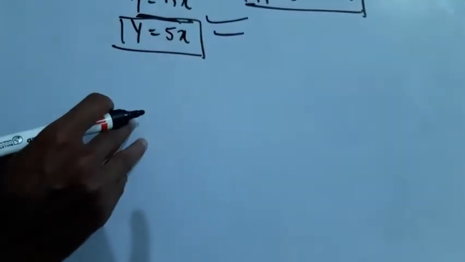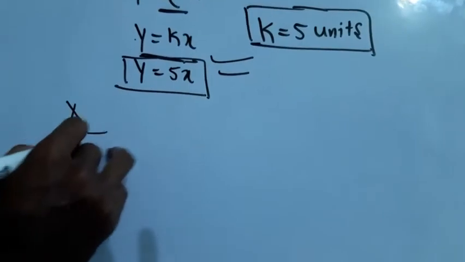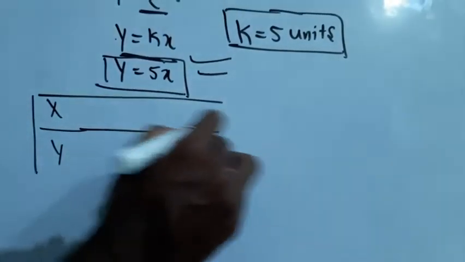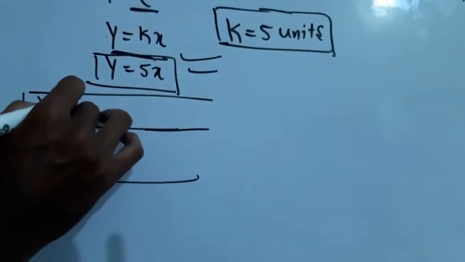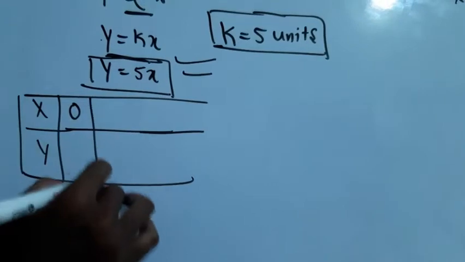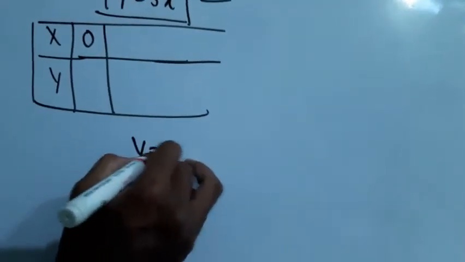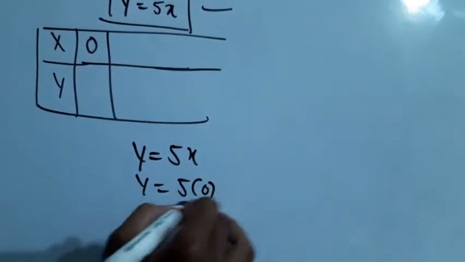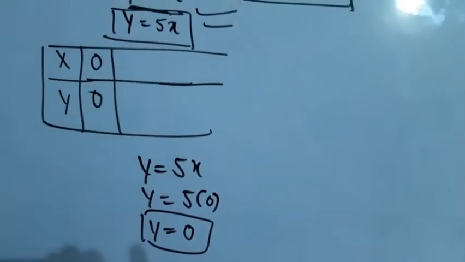Next part. We need to plot a graph for this particular linear equation in two variables. How are we going to plot? First we are going to define the coordinates. When x is equal to 0, y is equal to 5x, y is equal to 5 into 0, y will be equal to 0. When x is equal to 0, y is equal to 0.